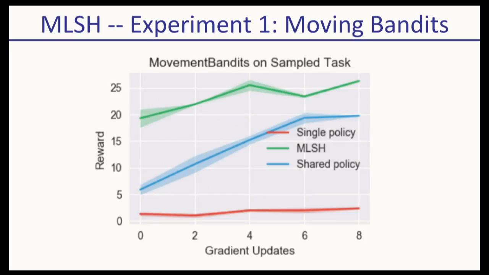Then, when you're in an actual new situation, how many gradient updates do you need of the master policy? Very few. It adapts very quickly with this new approach. Whereas if you just have a single policy you train, well, it needs to learn from scratch. It doesn't really go anywhere. A shared policy across different tasks does something in between, compared to the hierarchical version.